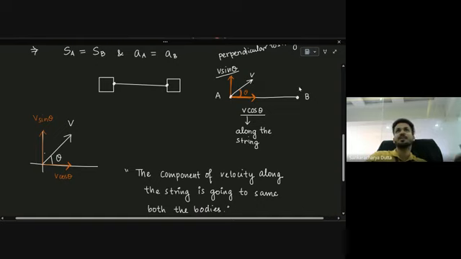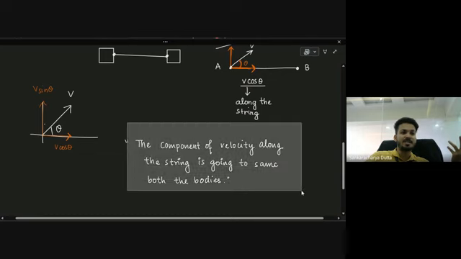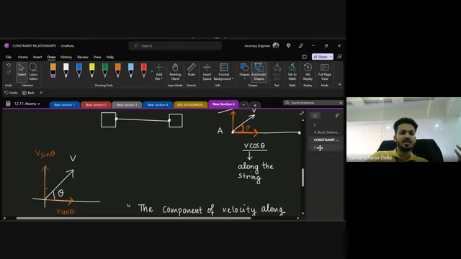That has nothing to do with the length of the string. Why would you put a constraint on a velocity which has no effect on the length? So the component of velocity along the string is going to be the same for both bodies. That is the constraint in situations like this.